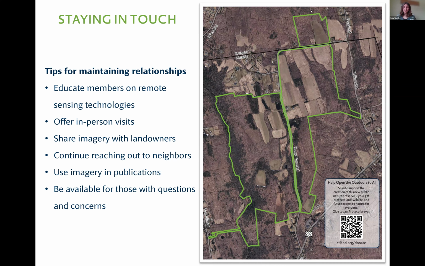So having this map changes people's perspective of it. It's all well and good to tell people that there's going to be a 670-acre public nature preserve in their neighborhood. It's a whole other thing to show them where that is. We also use these in publications sometimes, and we make sure to always be available for people with questions and concerns because those do absolutely arise.